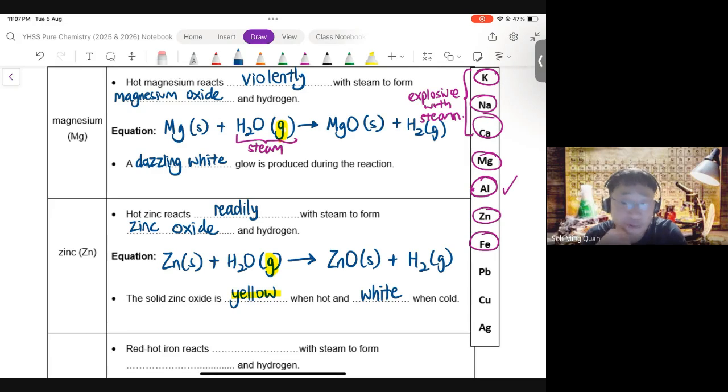Zinc oxide is very, very unique because it's one of the very few solids which change color upon cooling. So at high temperatures, when it's heated over a Bunsen burner, for example, it's yellow when hot. However, if you left it to cool on the test tube rack, it will turn back to white. Okay, so that is very unique to zinc oxide.